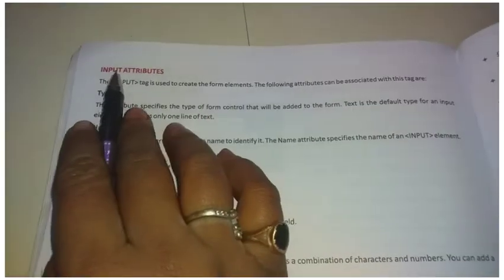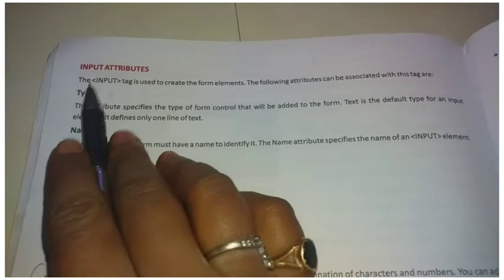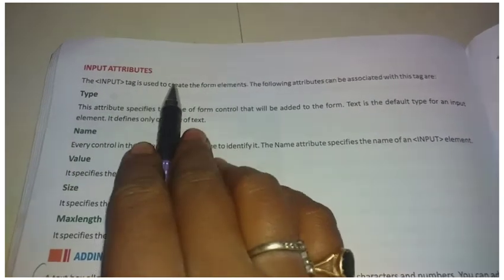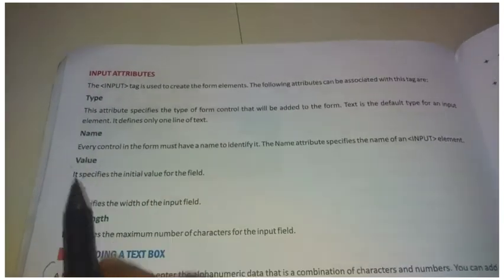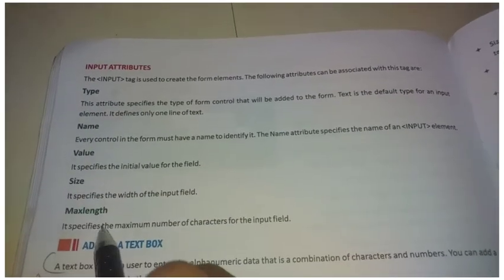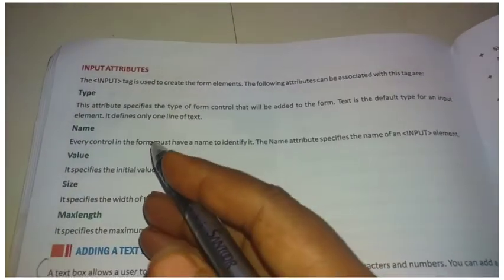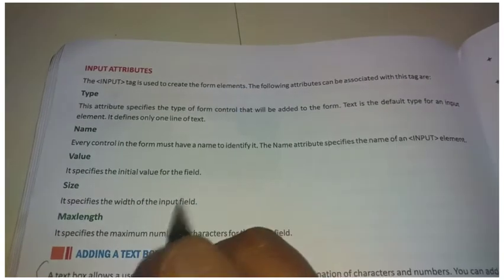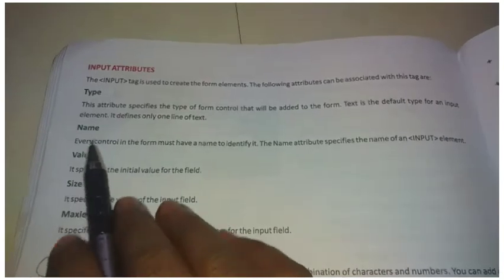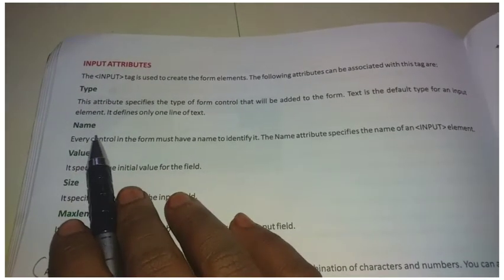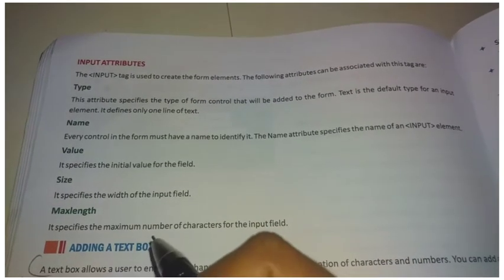In the input tag we have many different attributes. Type is used to create a form element. These attributes are type, name, value, size and max length. Type means, for example, whether the data should be one line, or number, or text, like that. Name: for each and every control we have to keep one name. If not, we will get confused.